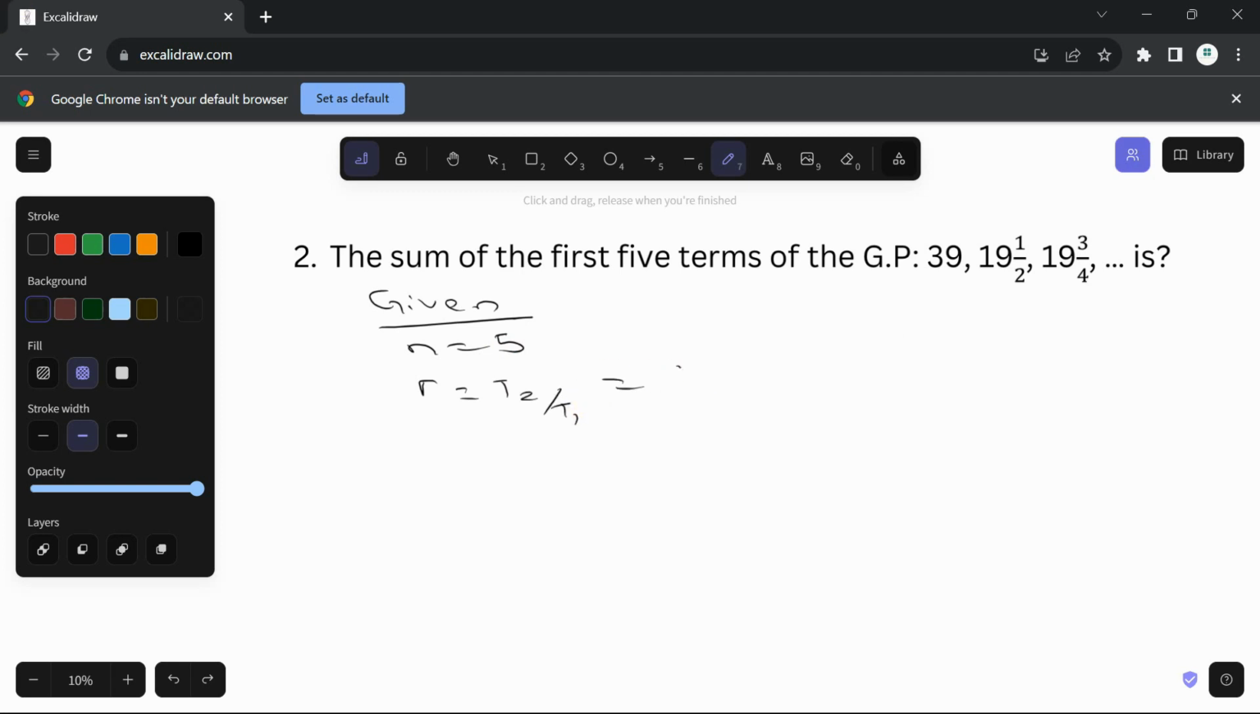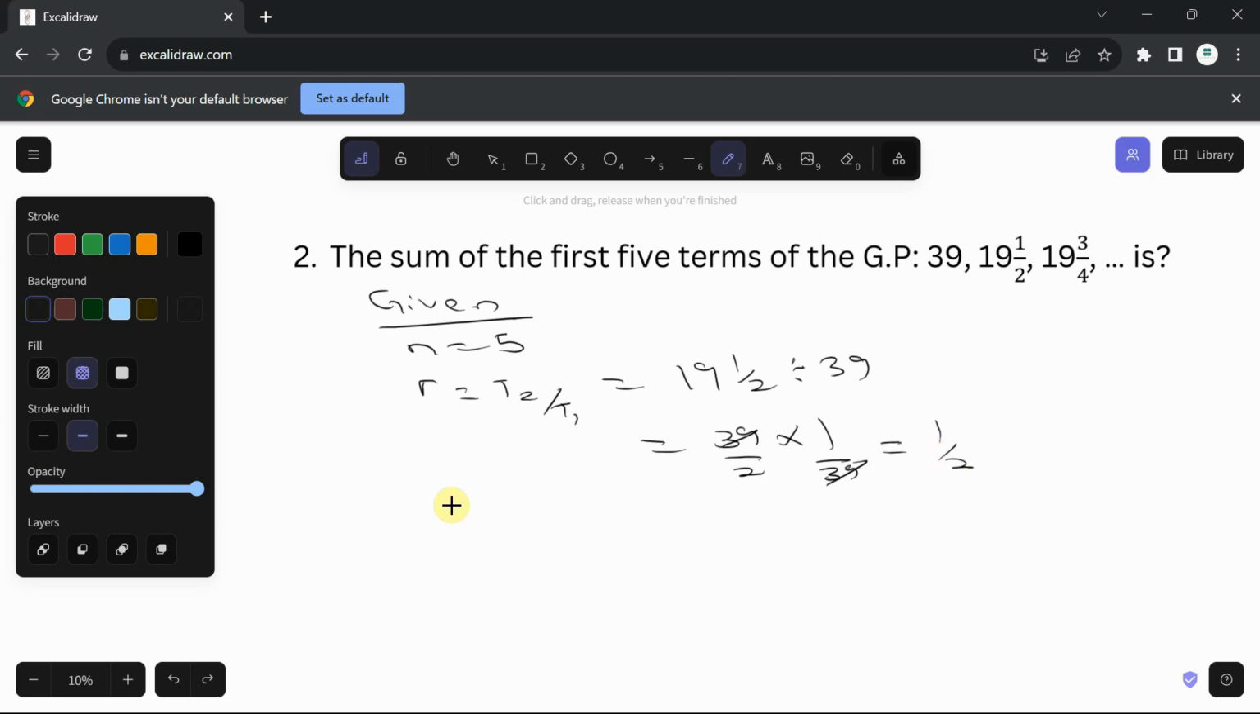So that would be 19 and a half divided by 39. So 19 and a half, 2 times 19 is what? It's 38. 38 plus 1 is 39. So 39 divided by 2 multiplied by this 39 will cancel, so that will be 1 over 39. So if I cancel out, you see that the ratio is just 1 over 2, right?